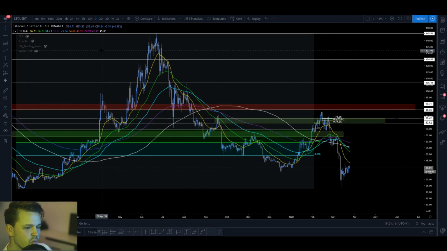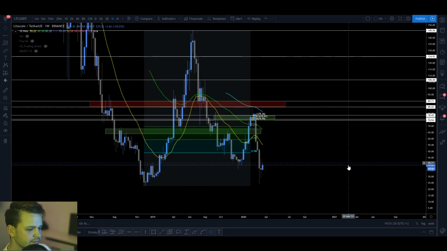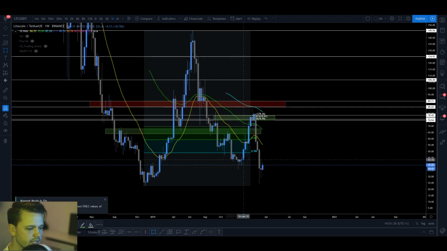All right, so what are we looking at? The weekly. Yep, so here we have a bullish weekly order block. What is a bullish weekly order block? Well, a bullish weekly order block is the last down candle before a large up move and a break in market structure.